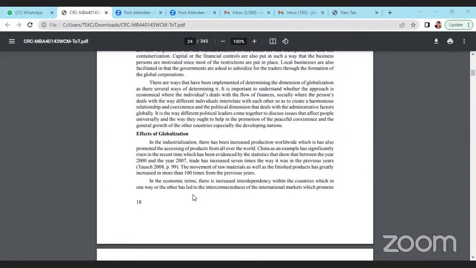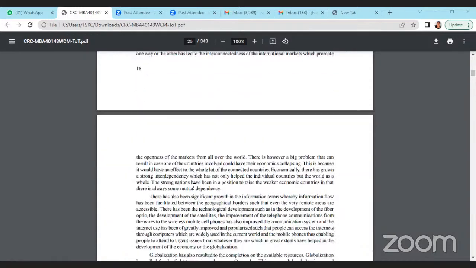We can see China: from the year 2000 to 2007, trade increased 7 times, if you just look at that. And the movement of raw materials becoming finished products was at a great number, more than 100 times, so there was an improvement in production.